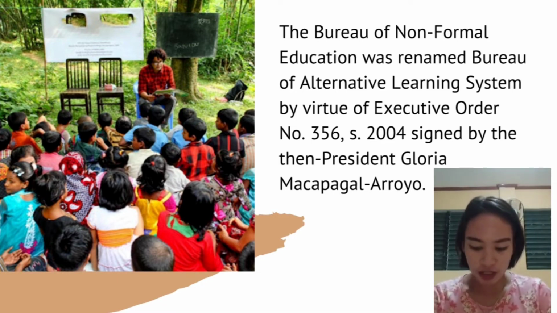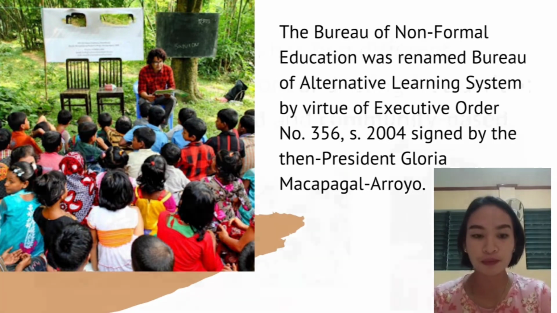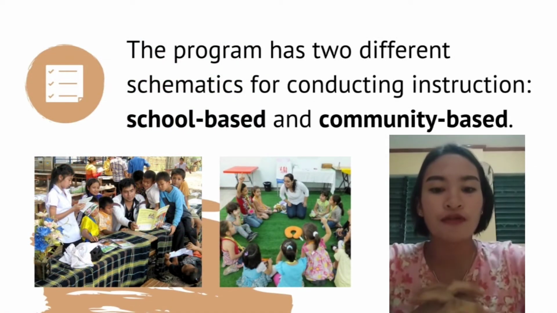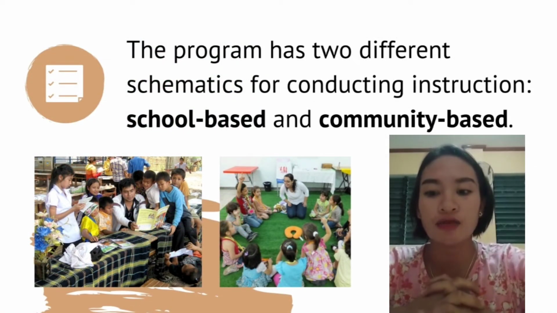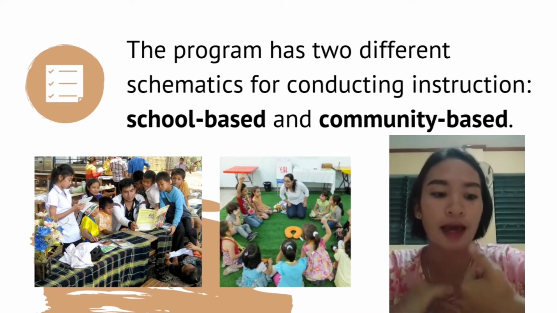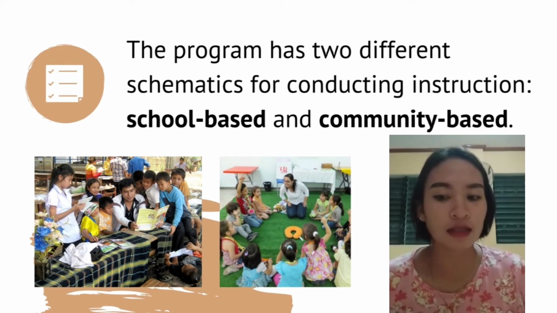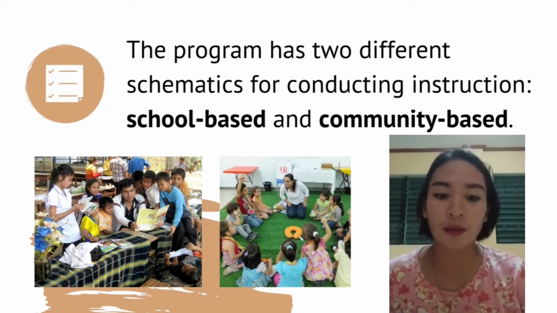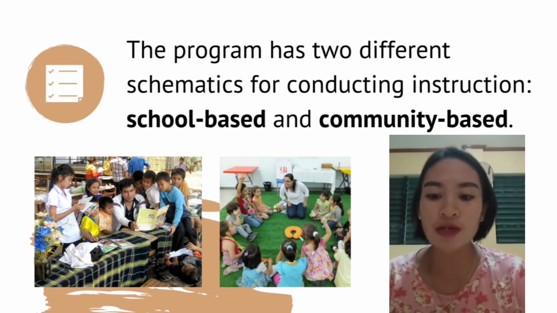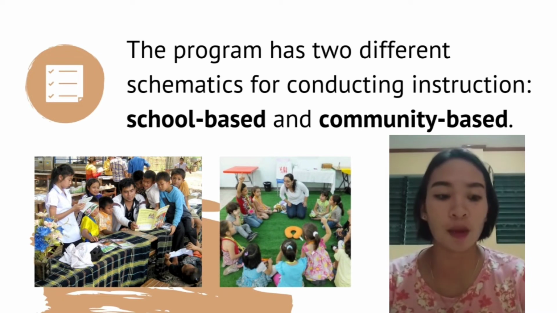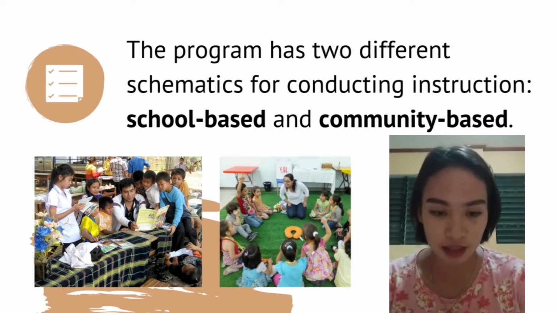The alternative learning system only requires students to choose schedules according to their choices and availability. The program has two different schematics for conducting instruction, which are school-based and community-based. In the school-based program, instruction is conducted in the school campuses, while in the community-based program, formal instruction is conducted in community halls or private places.